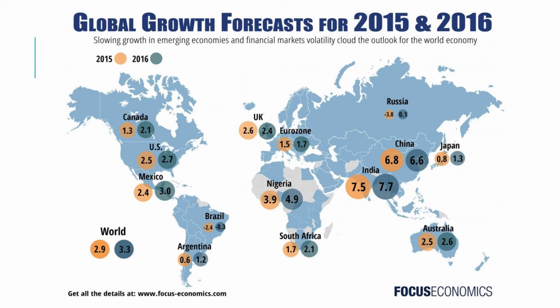How does that compare to other economies around the world? Well, some economies are growing quite quickly, for example India and China at about 7 to 7.5%. Some economies are growing quite slowly, like Japan. Some economies, like Brazil, are actually shrinking in size.